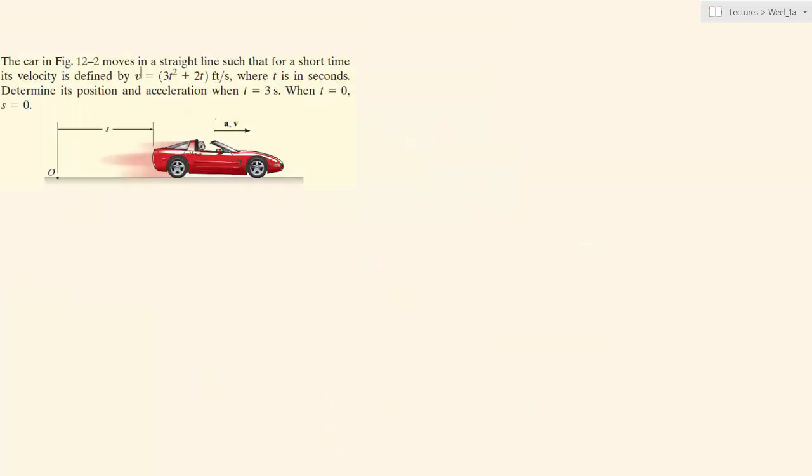Let's try one more example. In this example, the car shown in figure 12-2 in the textbook moves in a straight line such that for a short time its velocity is defined by v equal to 3t squared plus 2t feet per second, where t is in seconds. Determine its position and acceleration when t equal to 3 seconds, when the initial time is 0 and initial displacement is 0 as well. So let's look at the solution.